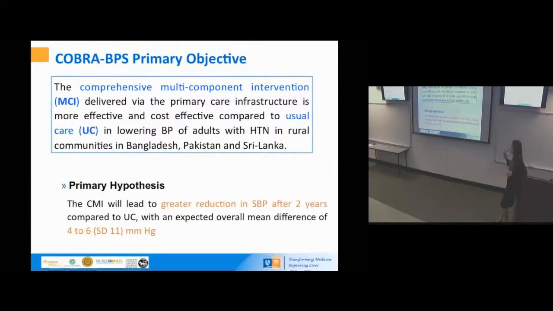So the primary objective is to determine whether the multi-component intervention delivered by a primary care infrastructure is more cost-effective compared to usual care in lowering BP of adults with hypertension in rural communities. That's our hypothesis. And we're expecting it to lead to a greater reduction in systolic blood pressure after 2 years compared to usual care, with an overall expected mean difference of 4 to 6.